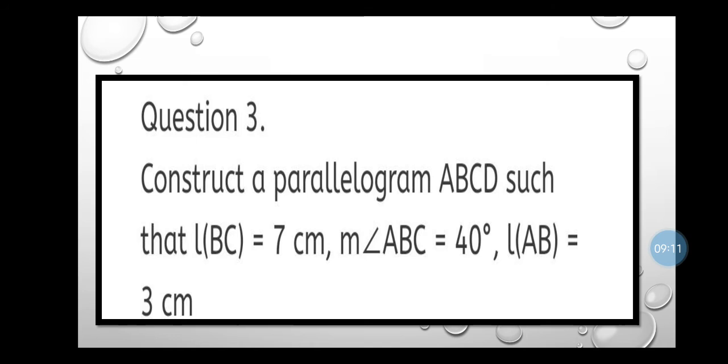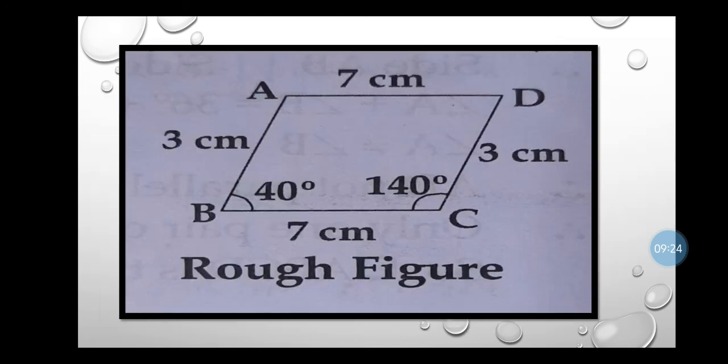Next question, it is based on construction. Question 3. Construct a parallelogram ABCD such that length BC is equal to 7 cm, measure angle ABC is equal to 40 degrees, length AB is equal to 3 cm. This is the rough figure.